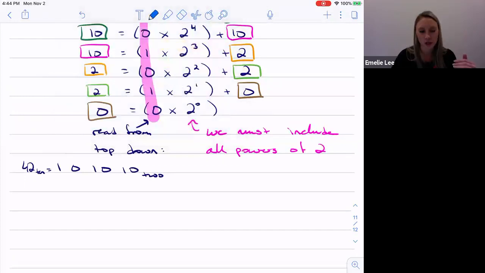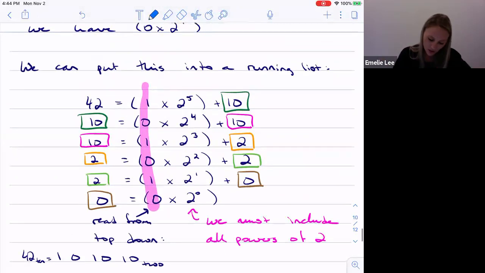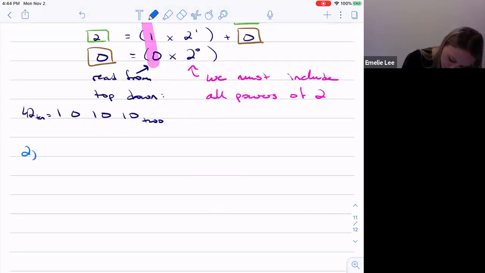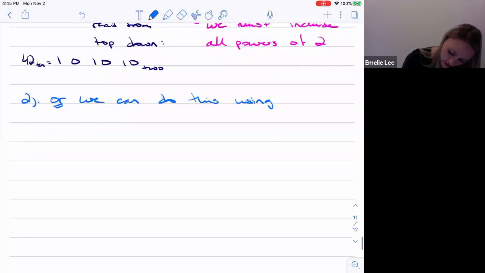The other option, which I would argue is doing the exact same thing, but sometimes one way is more useful to you, is that we can do this using repeated division.